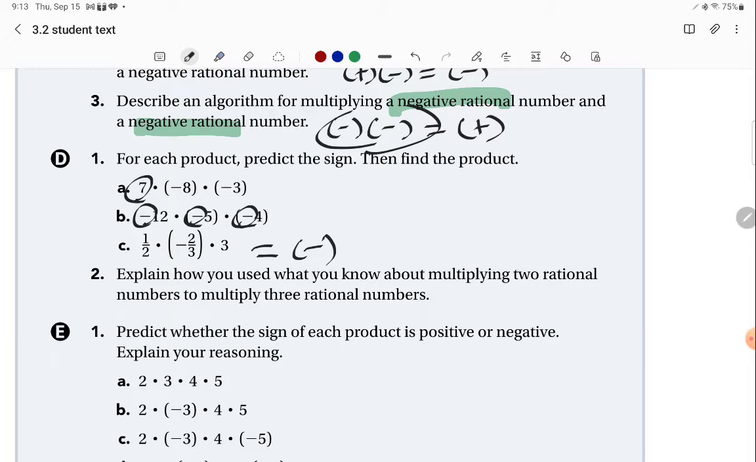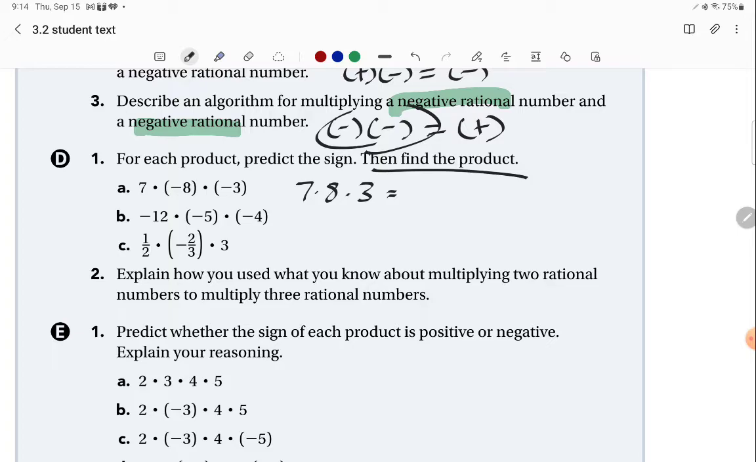All right? And then part 2 says, explain how you use what you know about multiplying two rational numbers to multiply three rational numbers. Oh, wait. I guess it does say, then find the product. All right, so we can go through and find the product, and we can ignore the signs. The whole point of question 2 is saying, hey, we don't have to worry about the signs anymore. Right? We can just take 7 times 8 times 3 because I know my final answer is going to be a positive.